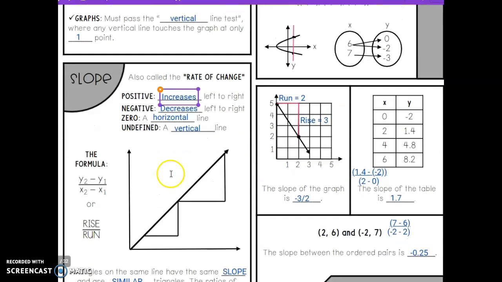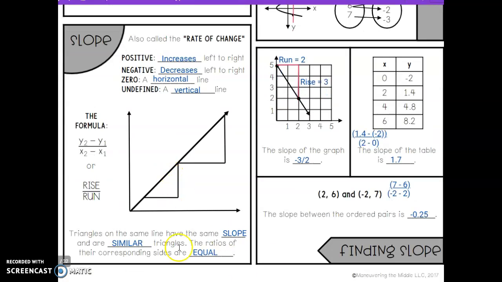Let's go on down to the bottom of your notes and let's take a look at slope and finding slope. Slope is also called rate of change, unit rate, direct variation if it's proportional.